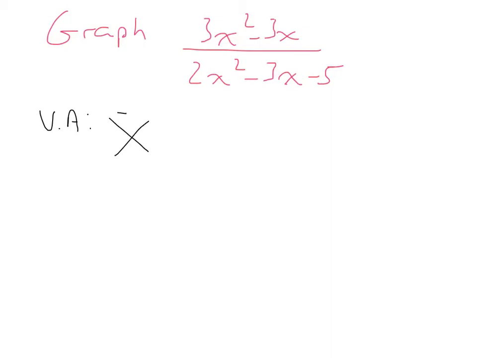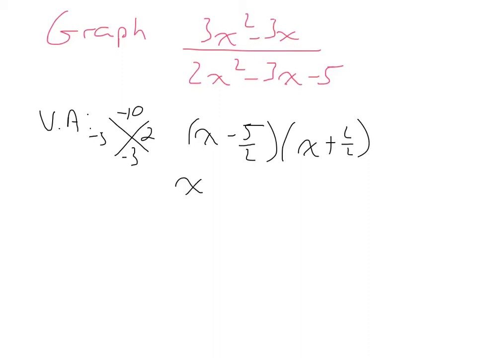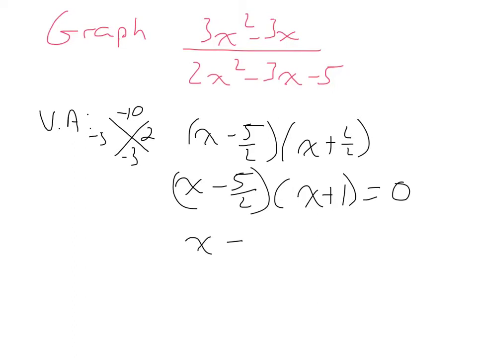So I'm going to use the Lizzie's method. That's negative 10, negative 3. What two numbers multiply to get negative 10 and add to get negative 3? That's negative 5 and 2. And you can't forget to divide by your a term. And so that's x minus 5 halves and x plus 1, equal that to 0. Then my vertical asymptotes are x equals 2.5 and x equals negative 1.